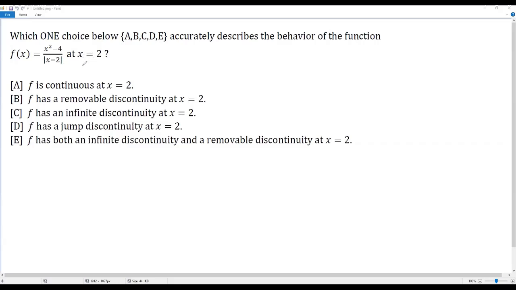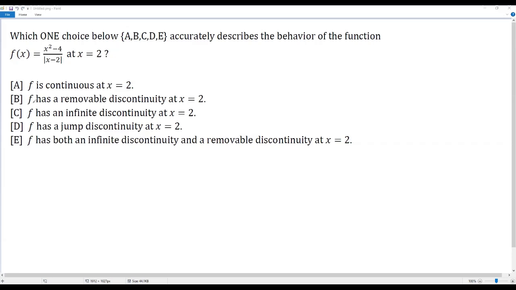So the first option, option A, says f is continuous at x equals 2. The second one says f has a removable discontinuity at x equals 2. The third one is about infinite discontinuity at x equals 2. The fourth one is about jump discontinuity at x equals 2. The last one is both infinite discontinuity and a removable discontinuity at x equals 2. So it's really an excellent question in pre-calculus because it is talking about all types of discontinuities and also continuity at a particular value of x.